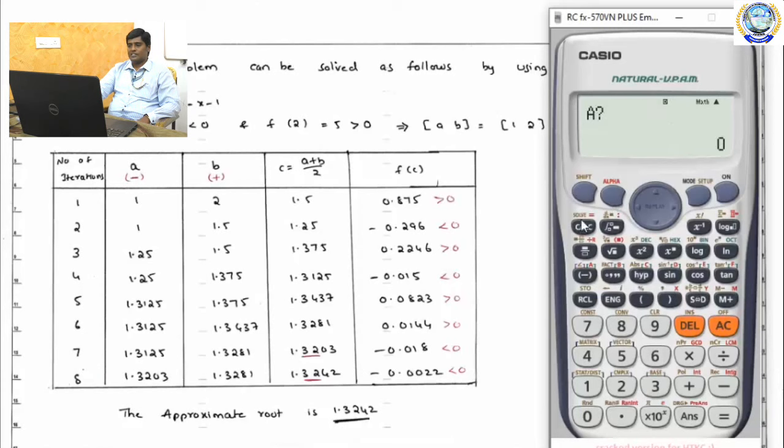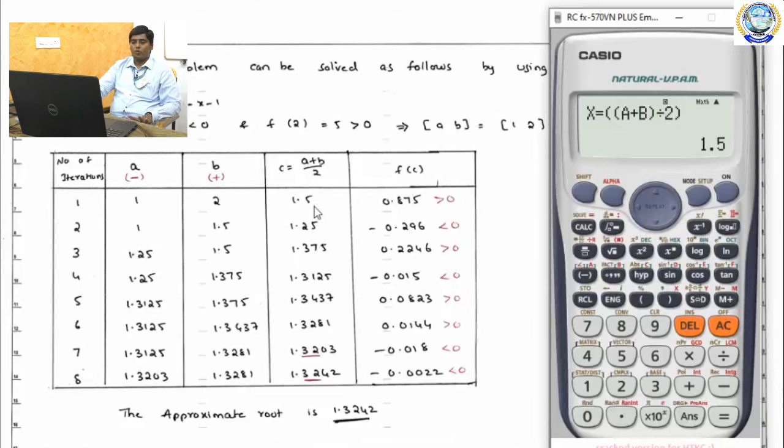Again, CALC. Here a is 1. Again, it will ask what is the value of b. I will give an input 2. So it will give 3 by 2. If I want it in decimals, press this button, then it will convert into points, 1.5. So c is 1.5.